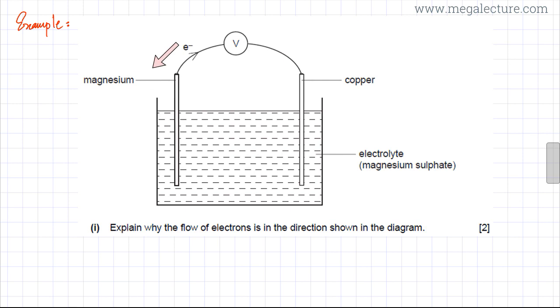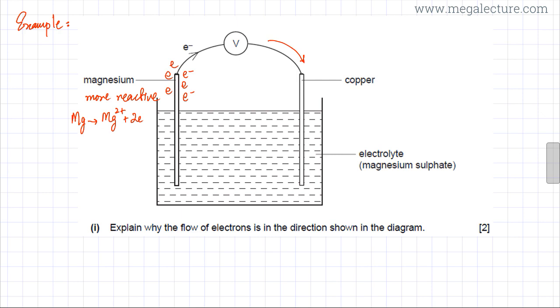Now, if you look at the two metals, you have magnesium and you have copper. Remember, if you look at the reactivity series, magnesium is the more reactive metal, which means that magnesium would lose electrons more easily compared to copper. So it's going to start producing all these electrons, and when it loses them, they are going to accumulate on the electrode, and they would eventually start flowing to the other side where there would be fewer electrons.